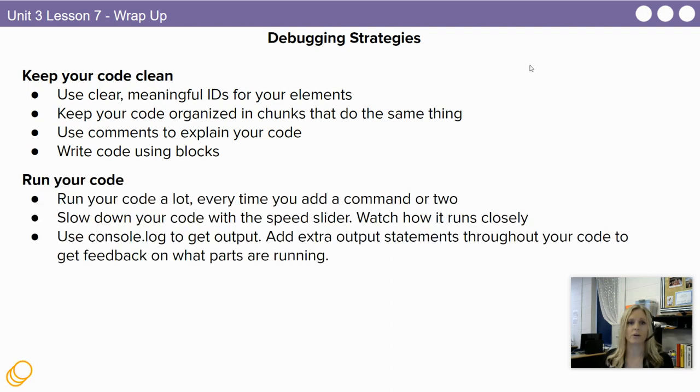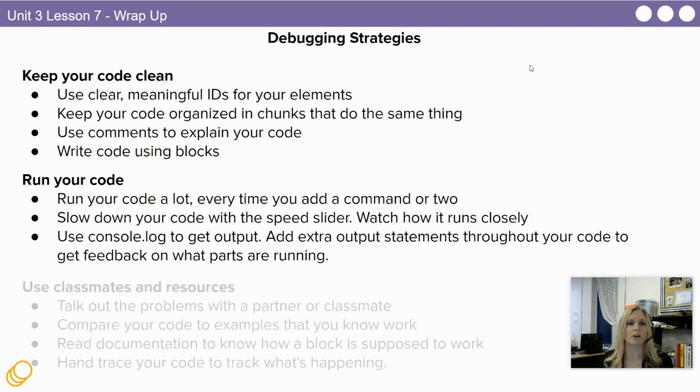You want to run your code. Every time you add something, run your code. Run your code a lot. Slow down your code with the speed slider. Watch how it runs closely. Use console log to get output after you do a certain thing, to make sure that what is supposed to be happening behind the scenes is actually happening. Add extra output statements throughout your code to get feedback in the console log on what parts are running.